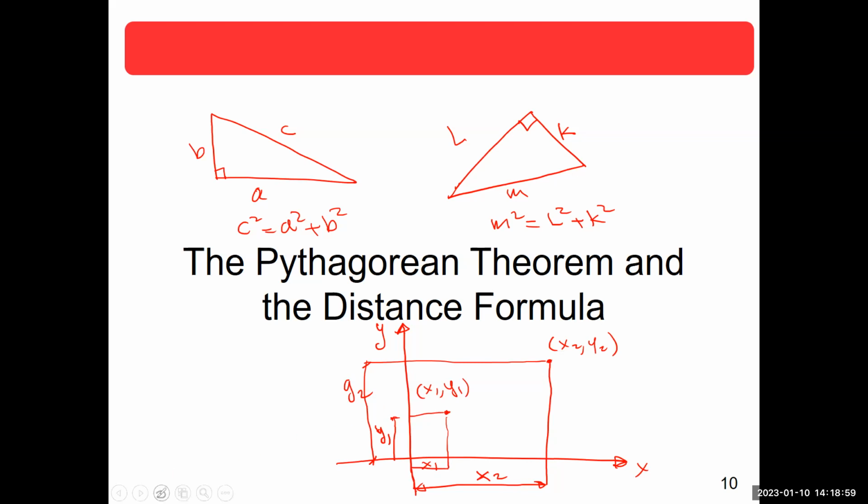Let's change the color. What is the distance from here to here? This distance, you can see that x2 take away x1 will give me that distance. Just subtract x2 minus x1. That is the distance. How about the vertical distance?